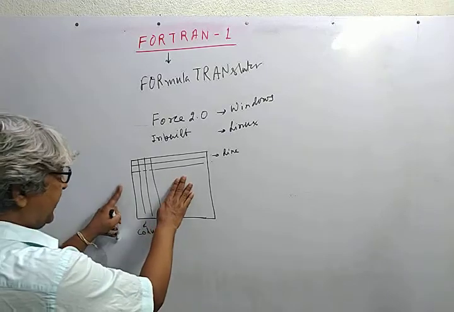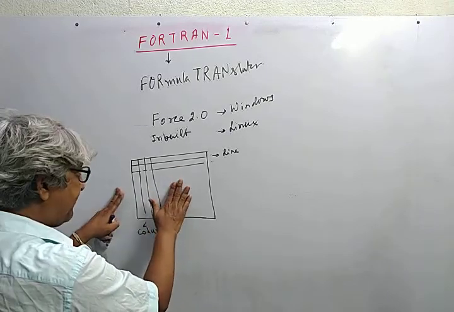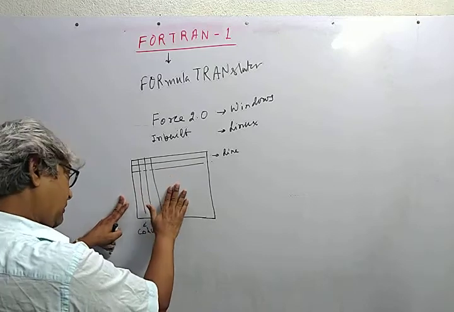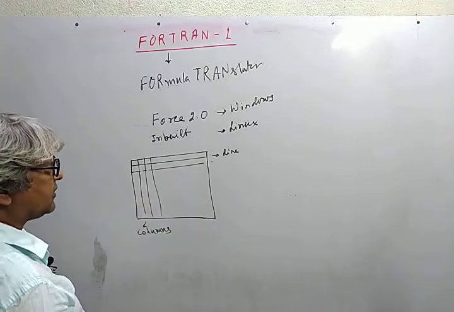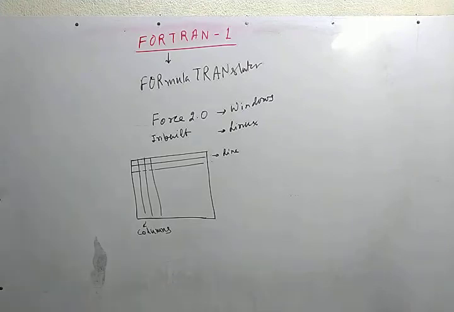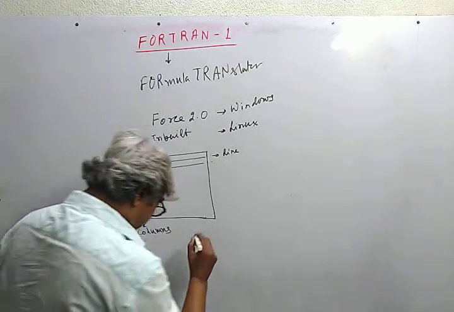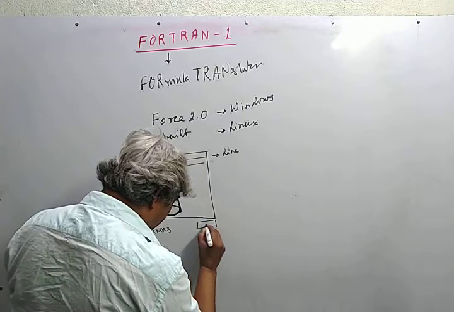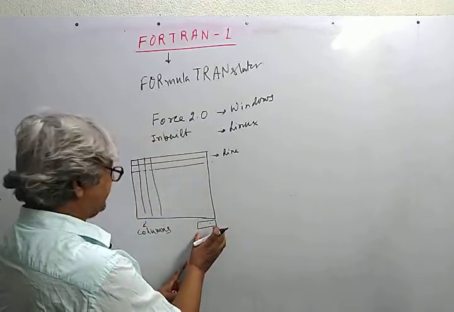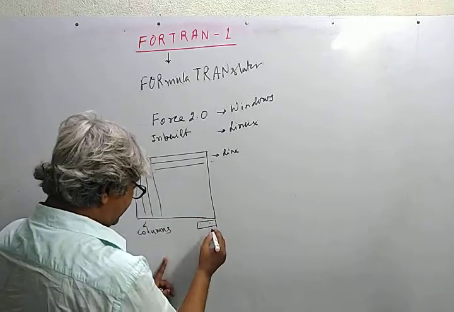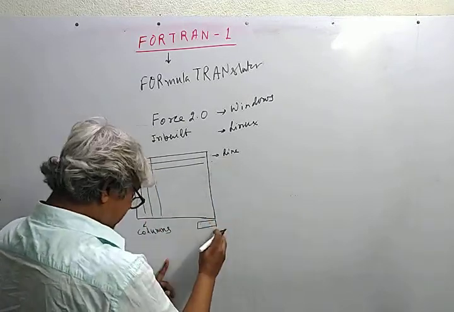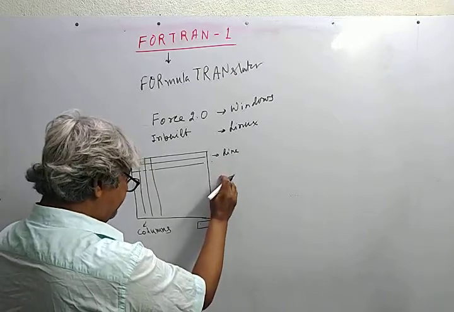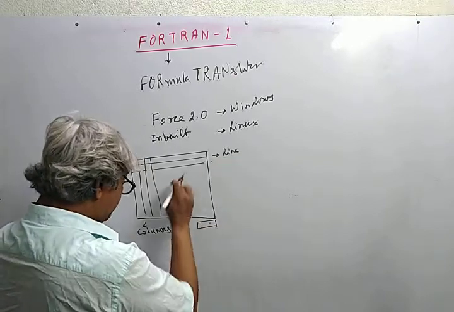This is the screen that will appear when you open a file in any editor, not necessarily a Fortran editor. Even if you open a file in MS Word, such a thing will appear. In general, on the bottom right corner, the line number and column number are displayed. As you move the cursor towards the right, the column number changes, and as you press enter, the line number will change.